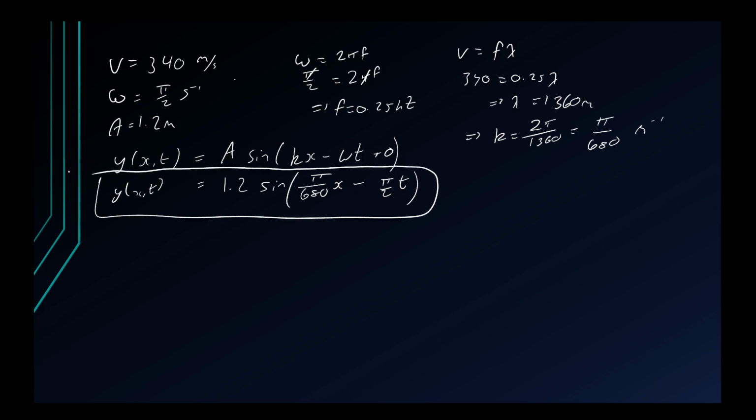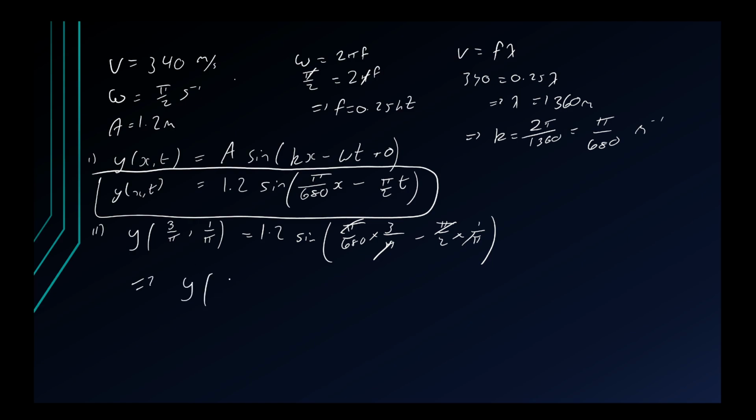Perfect. So now that's part 1. Part 2, y given x is 3 over pi when t is 1 over pi. So y at x is 3 over pi, t is 1 over pi, is 1.2 sine of pi over 680 times 3 over pi, minus pi over 2 times 1 over pi. So we get the pi's cancelling, and then our answer is going to be 1.2 sine of 3 over 680 minus a half. Again, make sure your calculator's in radians here, because we only work in radians when it's to deal with waves, or simple harmonic motion in general.